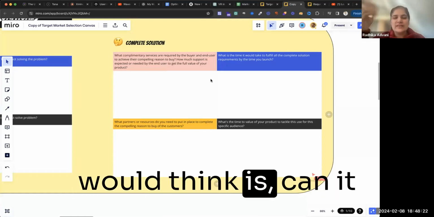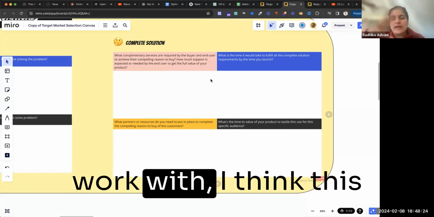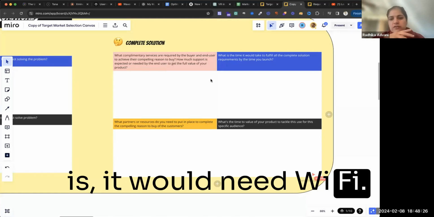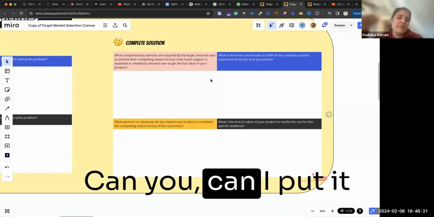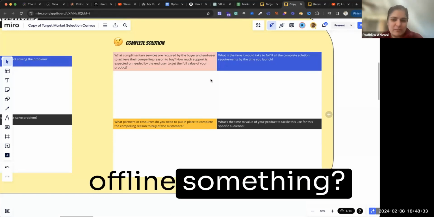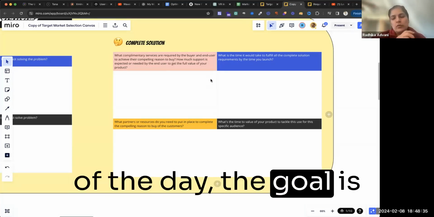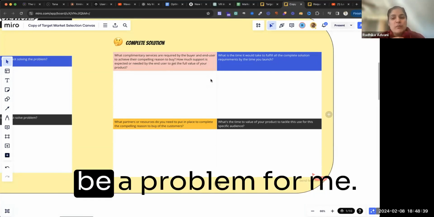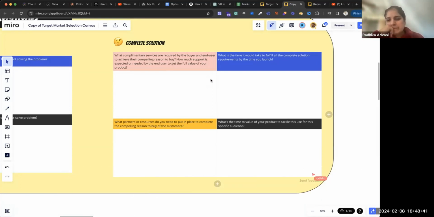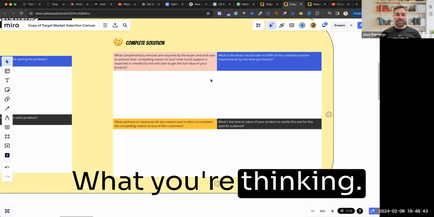And another thing I would think is, it would need Wi-Fi. So what if I don't have Wi-Fi? Can I have something offline? Because at the end of the day, the goal is a great experience. So everything that can stop that great experience is going to be a problem for me. Fantastic. Fantastic way of thinking. I love it.